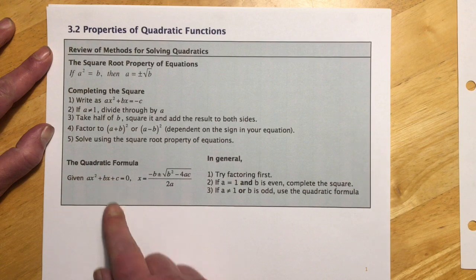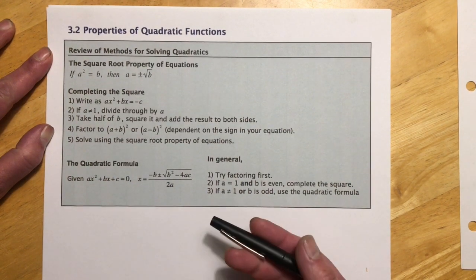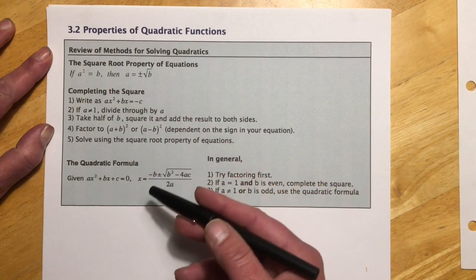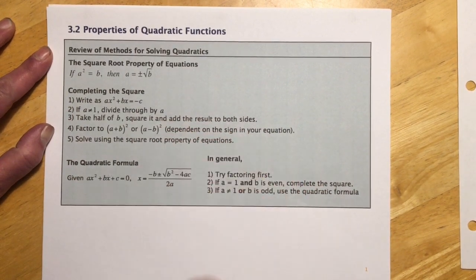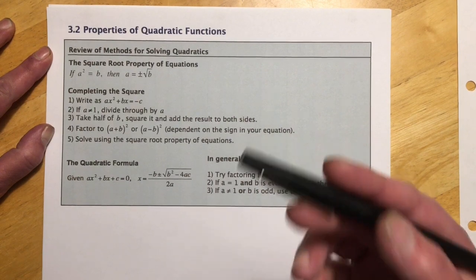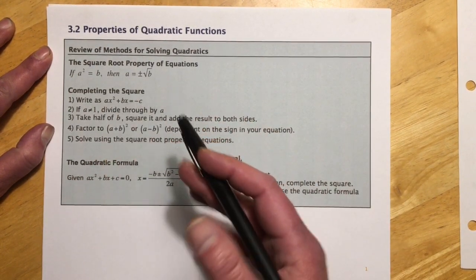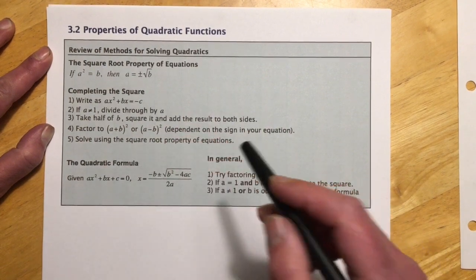Completing the square and quadratic formula, they both solve things that don't factor. You can just shove everything into the quadratic formula and it'll get you answers. You can complete the square on everything, it'll get you answers. But again, factor first if that's possible, because that's way easier than either of these.